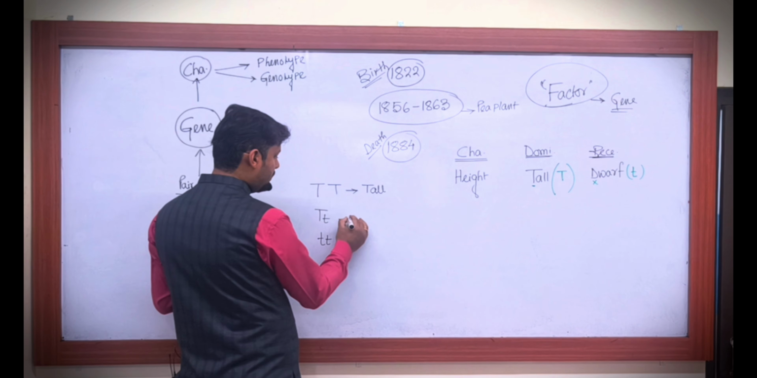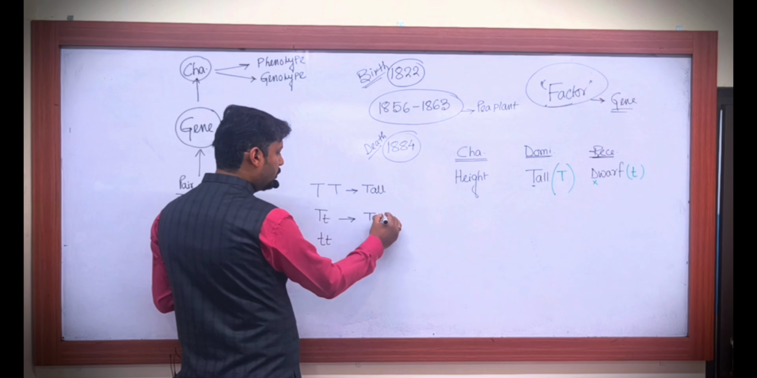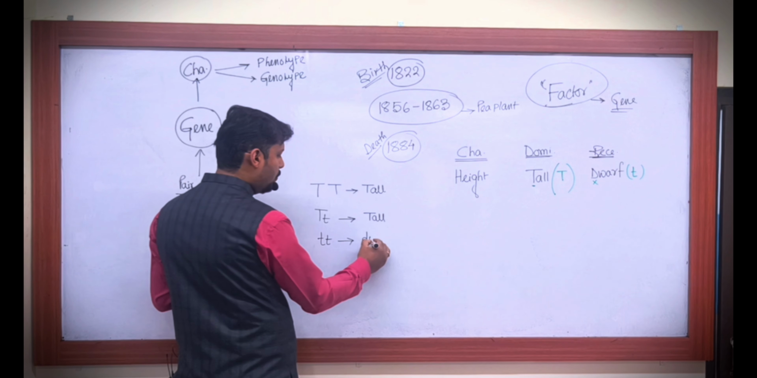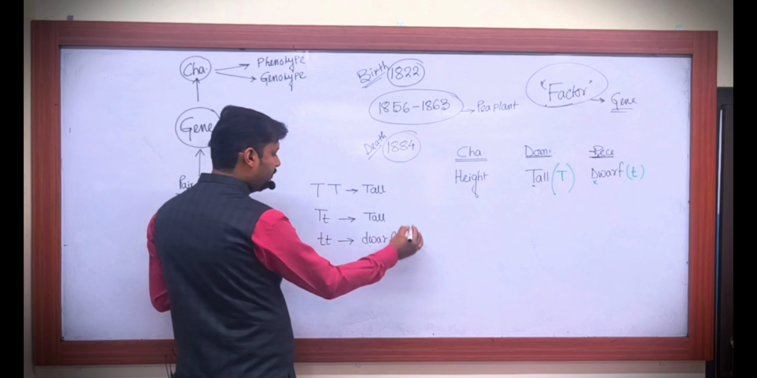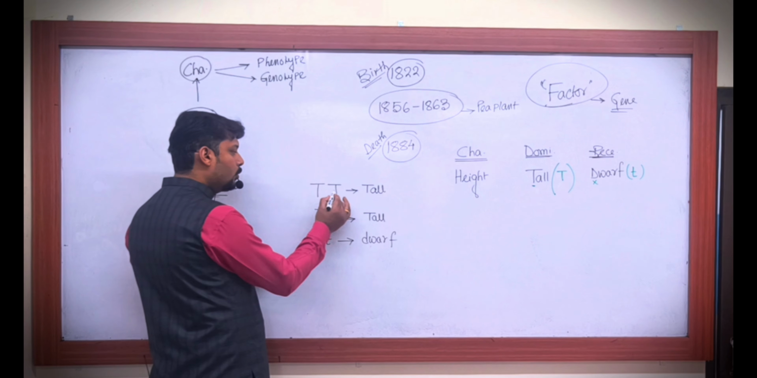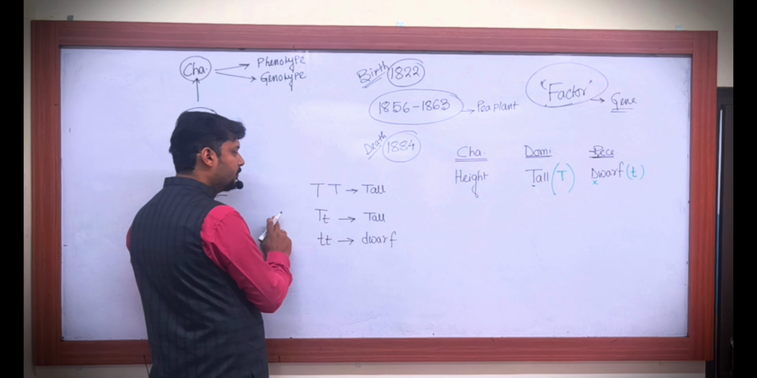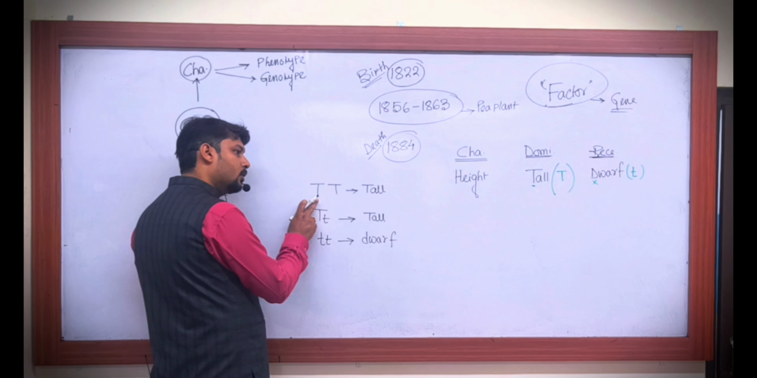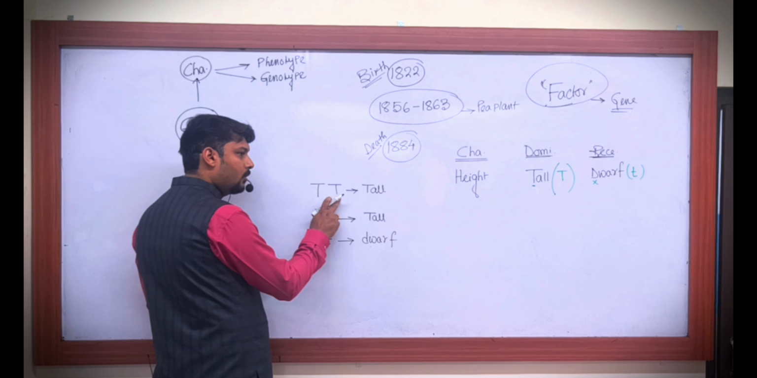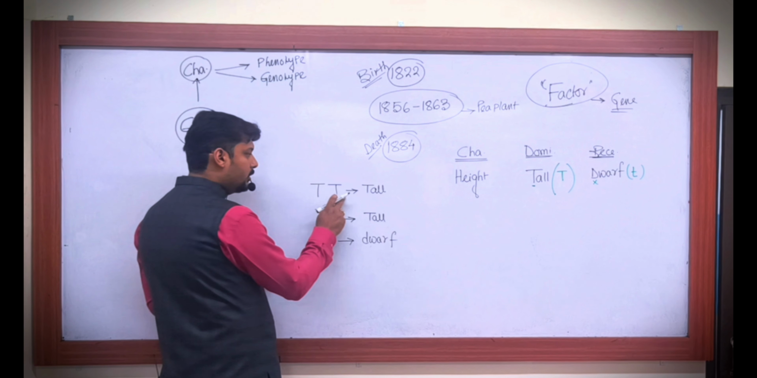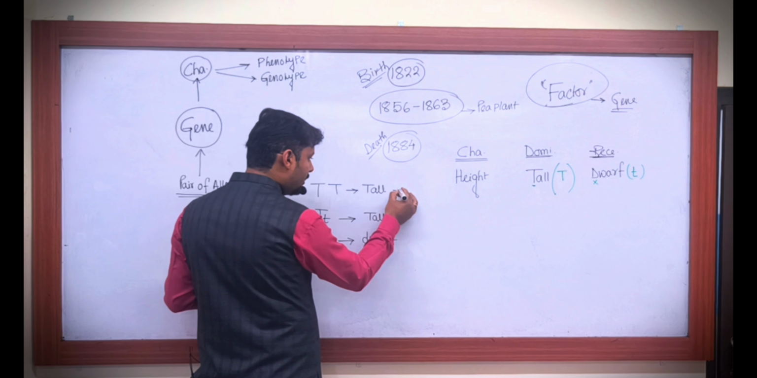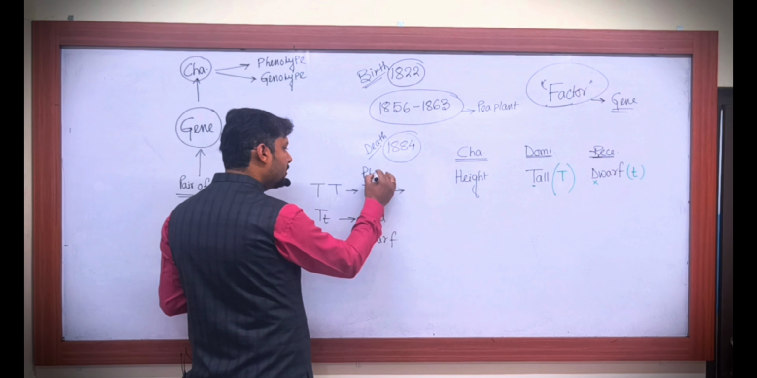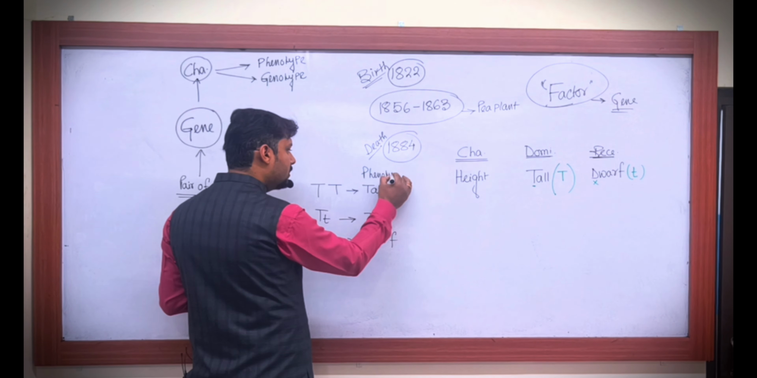Tall. This is also tall. This is dwarf. Because there are 2 tall characters there. This capital T is also tall. This capital T is also tall. Clear? So they will represent tall. That's why the phenotype character is tall. You will see visibly that it is tall.